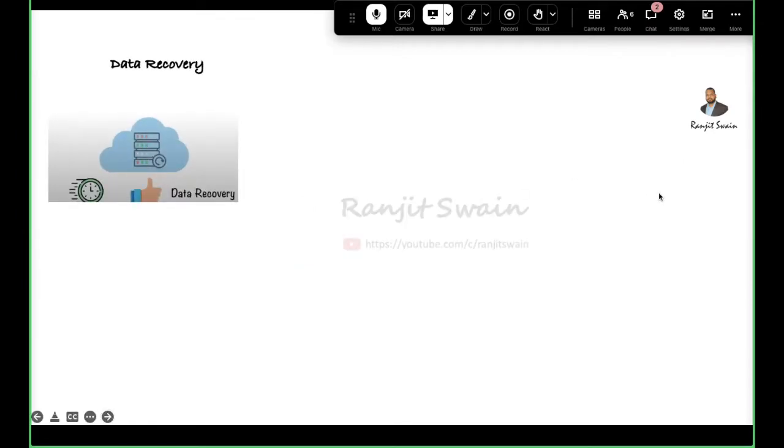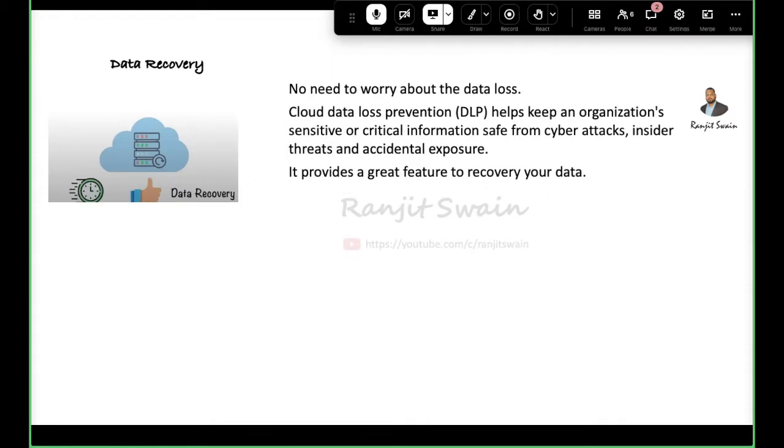Then the data recovery. In a company, whenever we are working, there will be multiple data, any application, any products, anything; we all work on data only, right? So we always think about how efficiently we can back up our data and recover our data in case of any data loss. So what it provides is no need to worry about any data loss. Cloud data loss prevention, that is DLP, helps keep an organization's sensitive and critical information safe from cyber attacks.